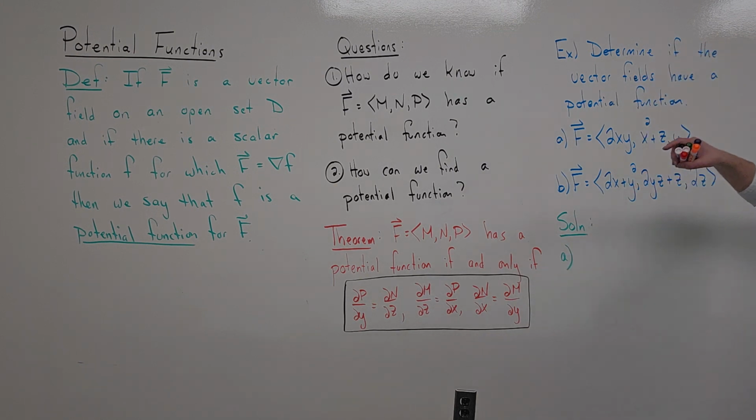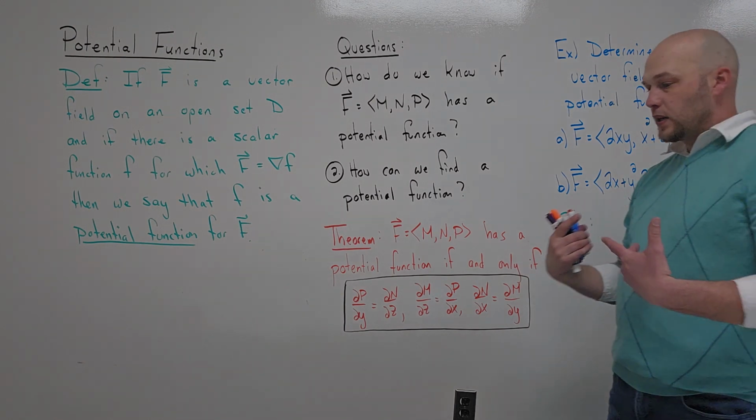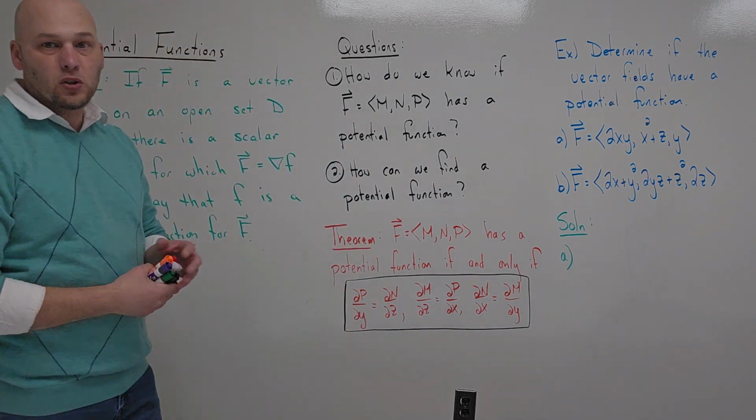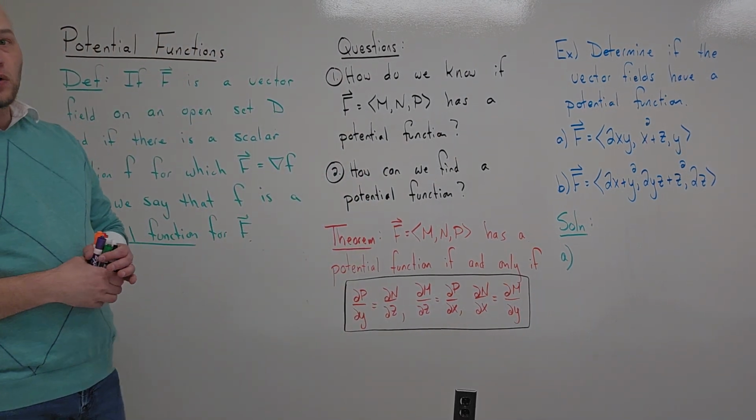All right, let's look at the following example. Determine if the vector fields have a potential function. It doesn't say to find one, we just want to see if it actually has one. And then if it does, we can show you how to find it.